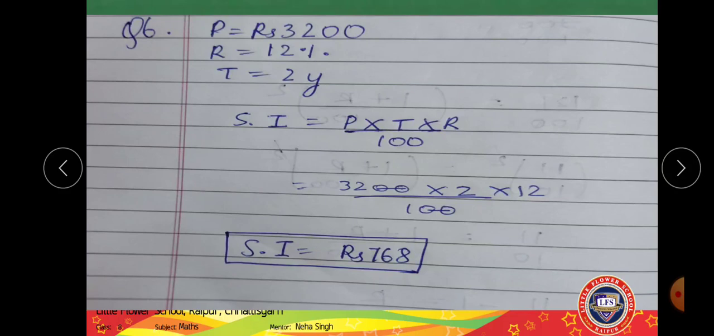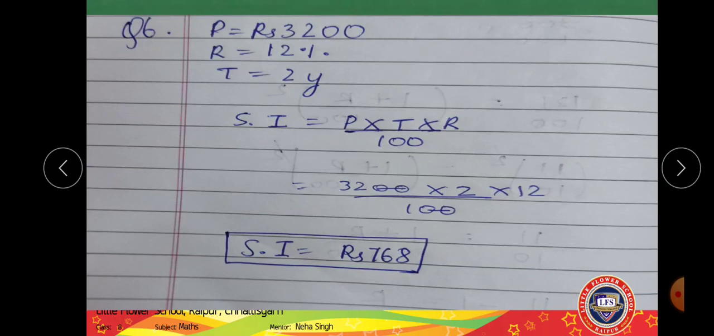Zeros will get cancelled. 32 into 2 is 64. 64 into 12 is, we will multiply and see, it is 768, right? So what we got the SI as? SI is rupees 768, right? Now we have to find the compound interest also, right? We have to find the difference between CI and SI.